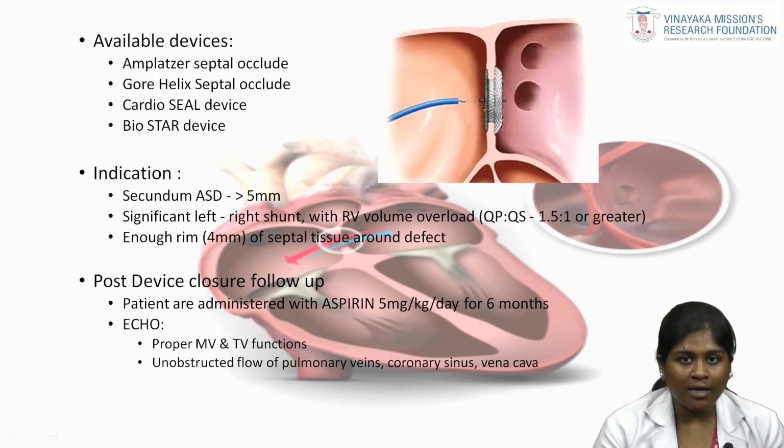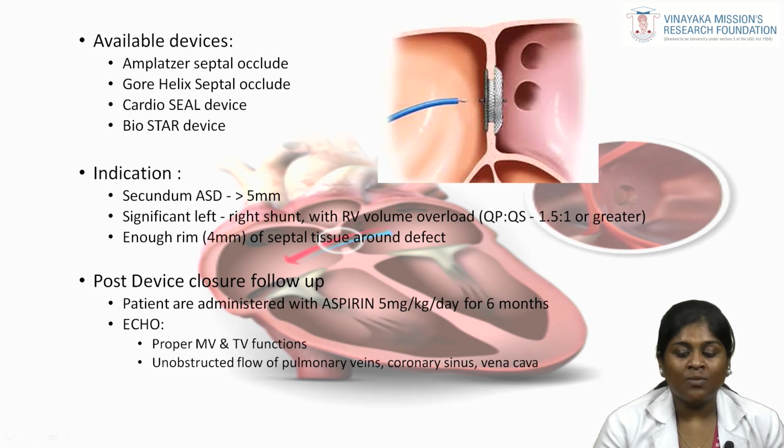If the rims are not adequate, if the upper one is much longer and the lower one is much shorter, then we move on to the surgical procedure. As in this image we can see the rims are adequate, the device is placed. Once the device is placed, the lower rims and upper rims can hold the device tightly.